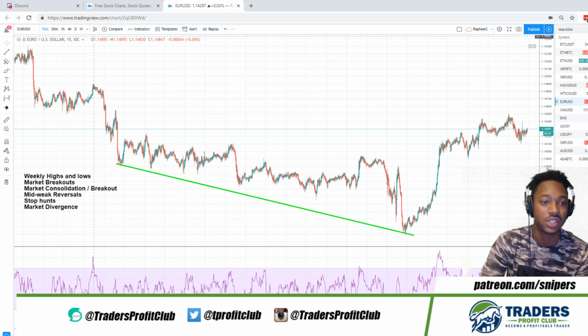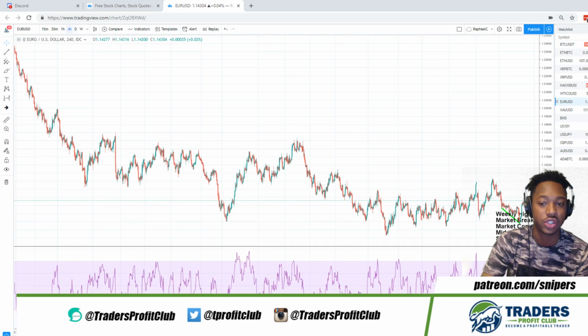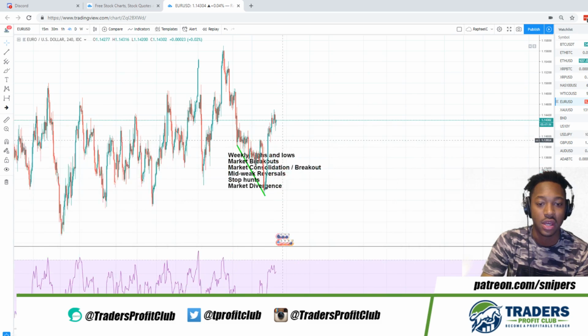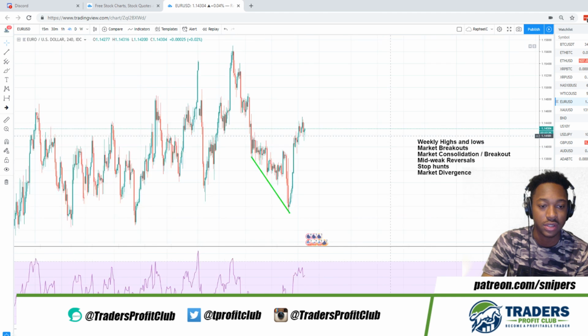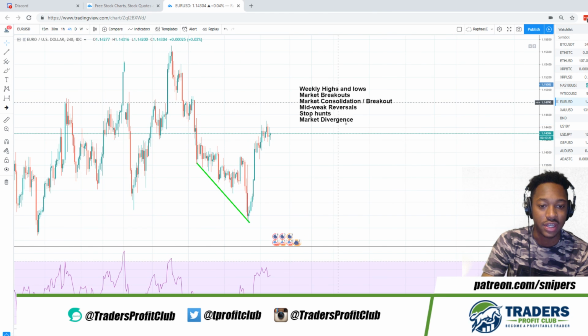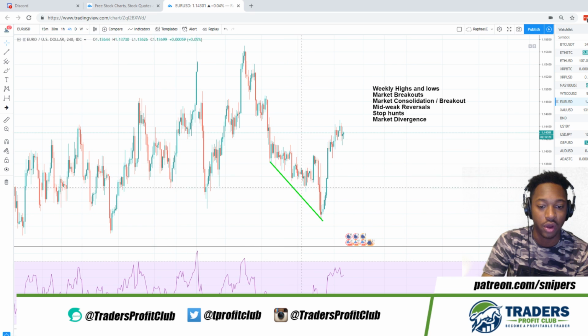As you can see here, I'm going to go to the 4-hour chart and show you guys exactly where this divergence happened. Then you'll be able to understand where I'm coming from. Okay. So as you guys can see, let me just map this out a little easier. So as you guys can see, price is moving lower right here, right?